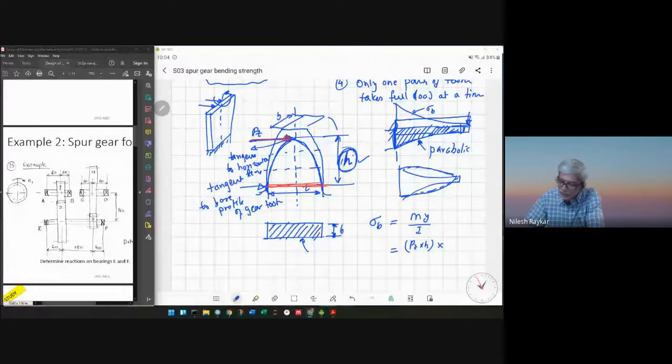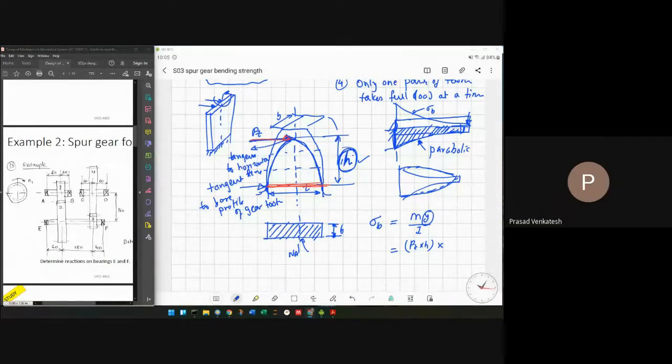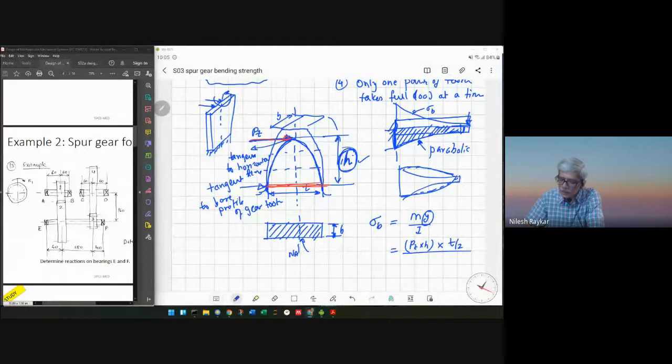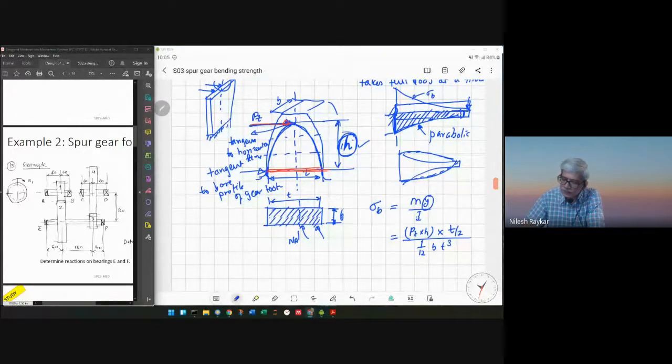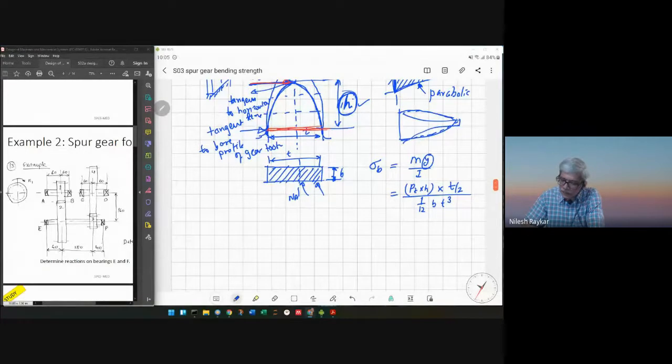Multiplied by Y. Y is the distance of the top fiber from the neutral axis. Here the neutral axis is this plane. So what will be the value of Y? It will be T by 2. And divided by I, where I is the area moment of inertia of this particular cross section. This cross section has dimension T. So it will be 1 by 12 BT cube.